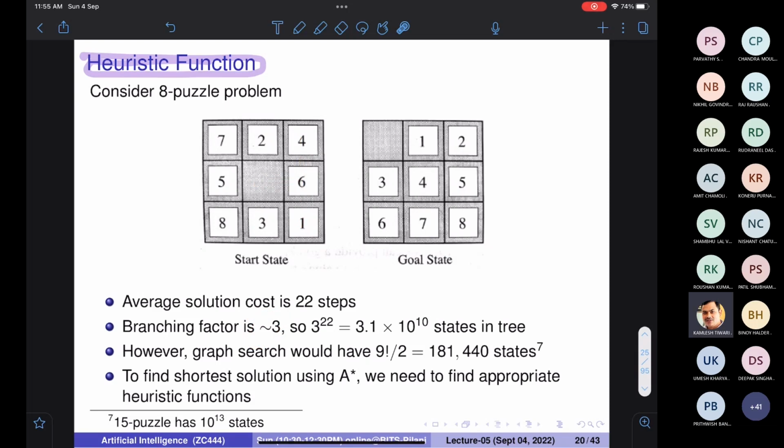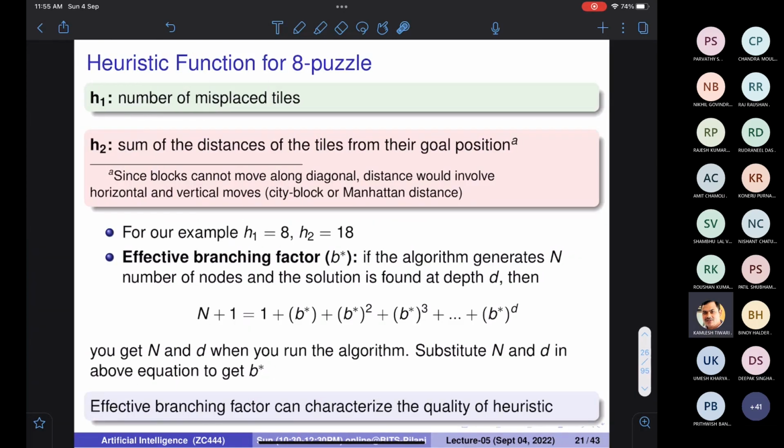So 3 to the power 22, because in 22 steps you are going to do something, the number of states becomes very large. But we have seen in the previous classes that there are 9 factorial by 2 different states. So even this is a very large number. So how to create a heuristic function? Let me give two heuristic functions, which are just general, simple ideas.